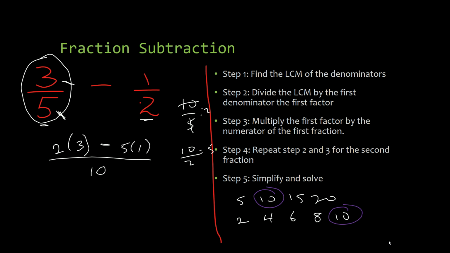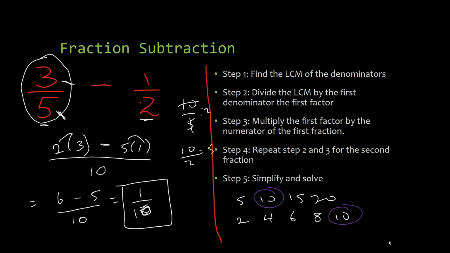And now we simply simplify. So 2 times 3 will be 6, subtracting 5 times 1 will be 5, divided by 10, and it will be equal to 1 on 10 as the answer. Notice we get the exact same answer as before. So these are the steps that you should follow to be able to subtract fractions.